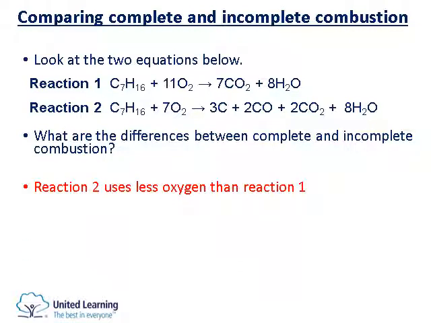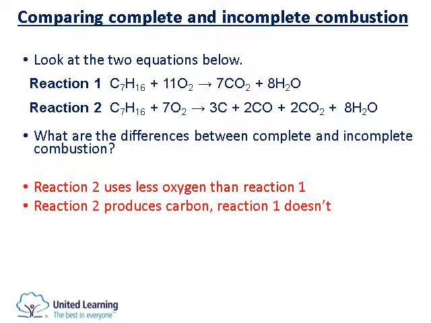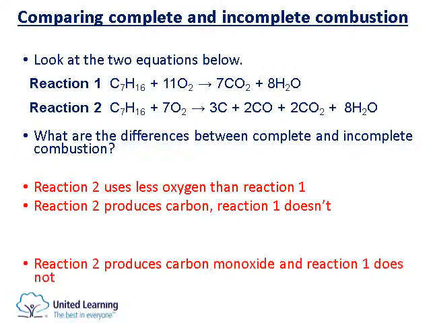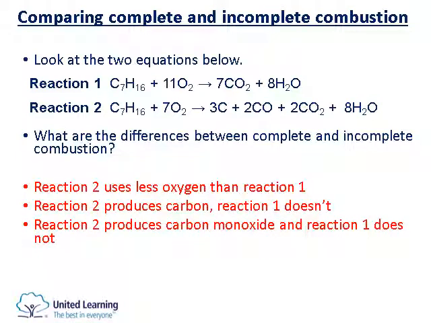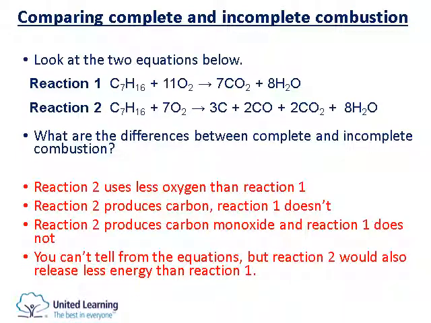So reaction 2, which is incomplete combustion, there's less oxygen being used. We've got 7 molecules compared to 11. There's carbon being produced in reaction 2. There's also carbon monoxide being produced, which is not produced in complete combustion. There's also much less energy produced as a result of reaction 2, which is incomplete combustion. So any points that you didn't get, please add them in a different colour, and any corrections that you need to make, please do.